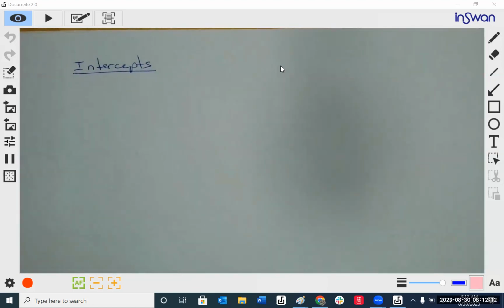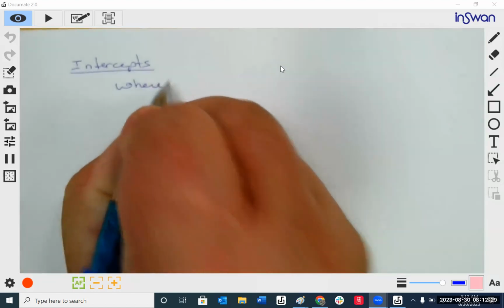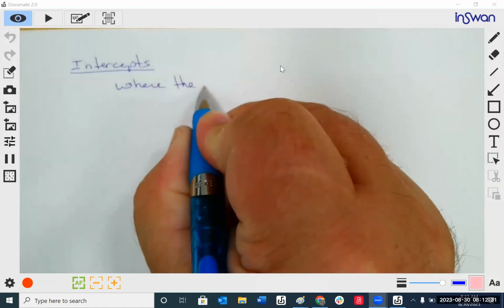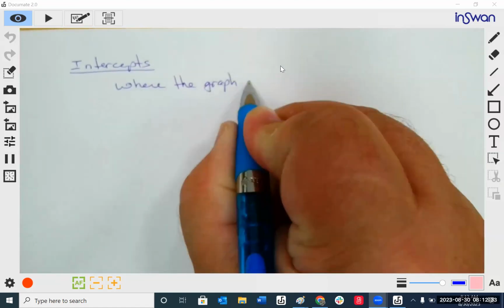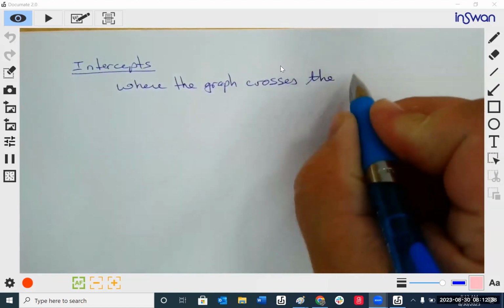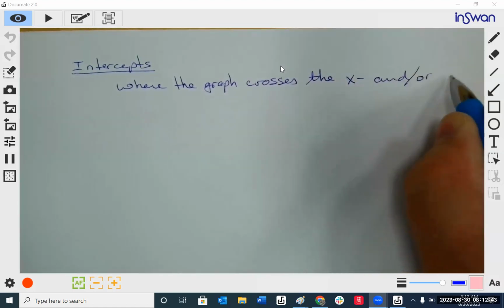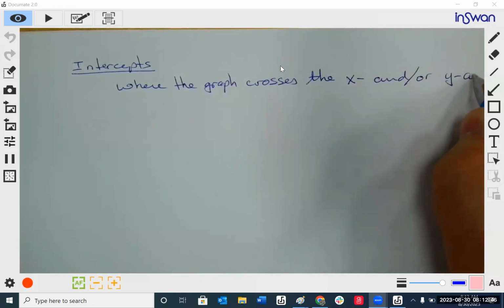What are intercepts? When we say intercepts, what are we talking about? Exactly. Where the graph crosses the x and/or y axis.